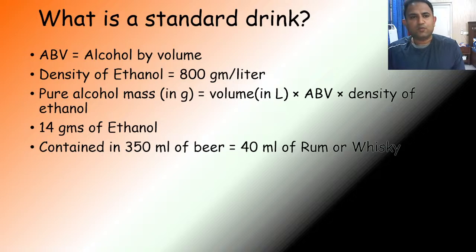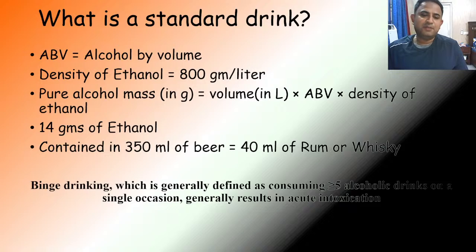So if you ask me, sir, what is the standard drink of ethanol? When you see a bottle, they will be mentioning various percentages. Suppose if you take a beer bottle, they will be mentioning somewhere around 4.5 to 5%. When you take a bottle of rum or whiskey, it mentions around 40%. So this is alcohol by volume. That is, in 100 ml of the drink, the volume of alcohol is around 40%. The density of ethanol is standardized at around 800 grams per liter. So when we talk about pure alcohol mass, it will be the volume of the drink in liters, with alcohol by volume, then multiplied with the density of ethanol. A standard drink is defined as whatever contains 14 grams of ethanol, like 350 ml of beer or 40 ml of rum or whiskey.